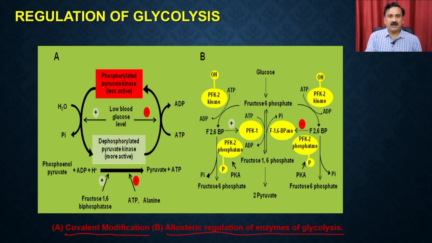One of the classical covalent modifications is phosphorylation. In this case, if the pyruvate kinase is phosphorylated, it is going to be less active. If the pyruvate kinase is dephosphorylated, it is going to be more active. Dephosphorylated means the pyruvate kinase is present in the native form, and it is going to be more active. If it is phosphorylated, then it is going to be less active.